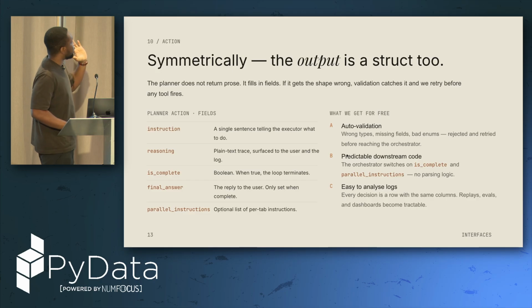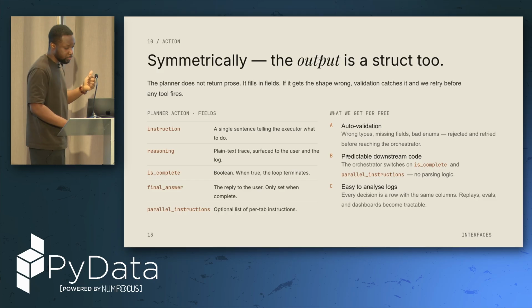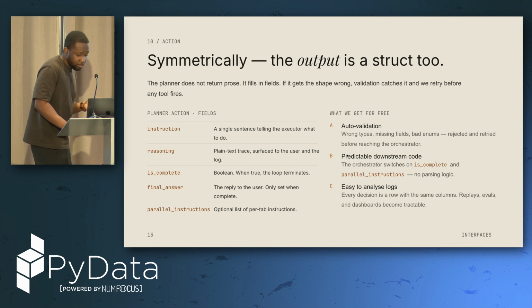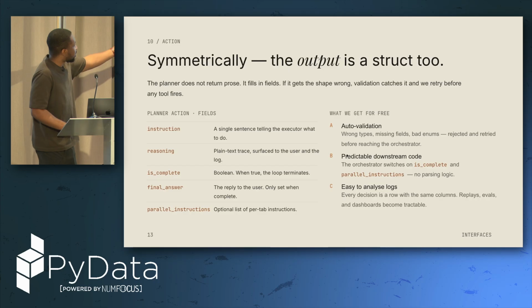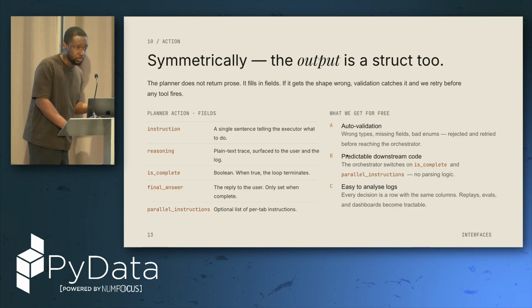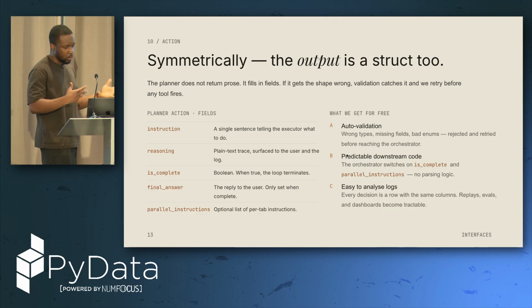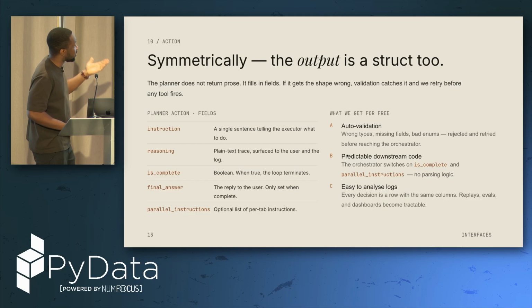What we get for free by using Pydantic objects in this particular case is auto-validation. Wrong types and bad enums are automatically rejected and the planner is asked to refresh that particular prompt. We get predictable downstream code as well. We can easily parse is complete to know if our agent is done with the instructions, and we get easy to analyze logs. So we can parse each of these fields and put them in a log file so that we can observe what our model is doing to debug, or just to get a sense of how well our agents handle the particular task.